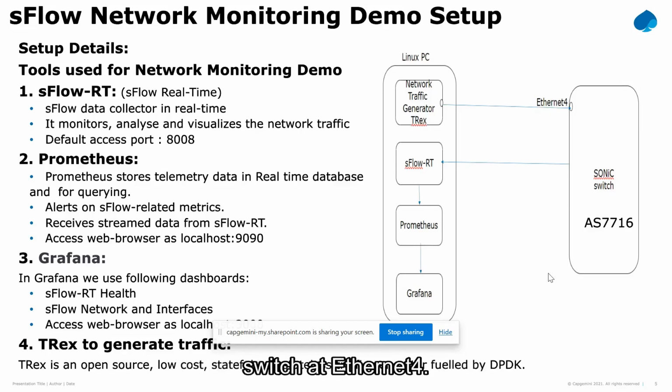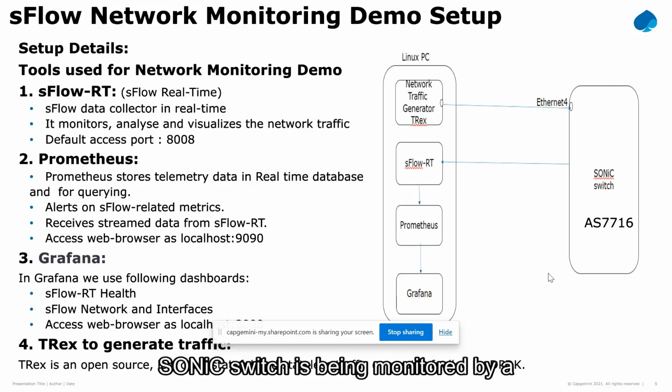So, firstly, from T-Rex, traffic is started from the Linux PC and sent to the Sonic network element, which is the Sonic switch, at Ethernet 4. So here the traffic from the Linux PC reaches Ethernet 4, and Ethernet 4 is the interface at which the sFlow agent is configured on the switch using CLI sFlow config commands.